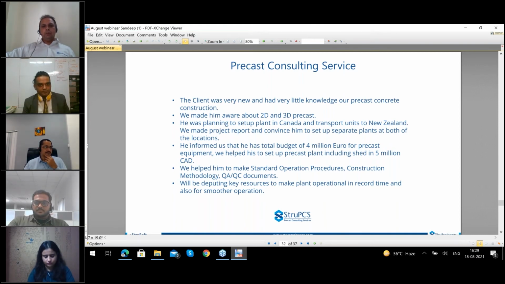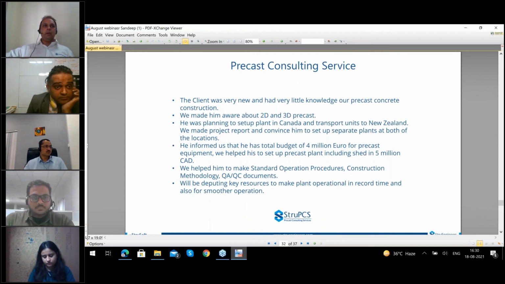So we thought to do a bit of study about this area and locations, and then we really found that 3D precast construction would be a viable technology and a viable option for this kind of project. And it was not a very small project. In Canada, it was around a 212-acre mass housing project, and in New Zealand, it was around a 216-acre township.